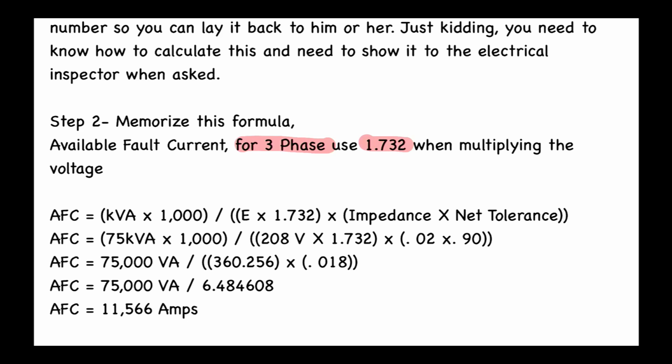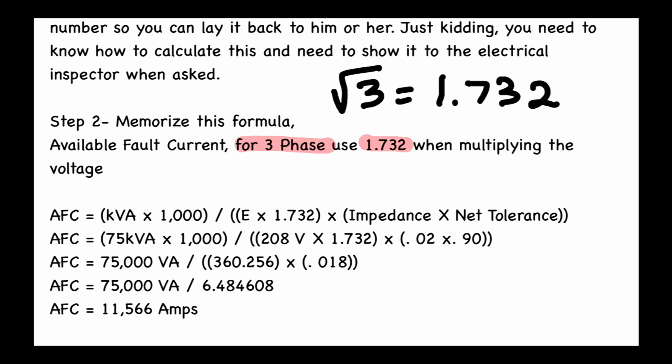Well, that's real simple. If we take the square root of 3, that's equal to 1.732. And that's where that number comes from. All right, so here's the formula. We've got AFC, which stands for available fault current, and we've got kVA, which is from the transformer. We multiply kVA by 1,000. Then we take the voltage on the secondary and multiply that by 1.732 because it's three-phase.